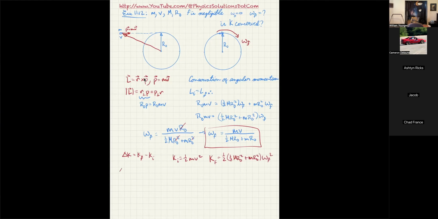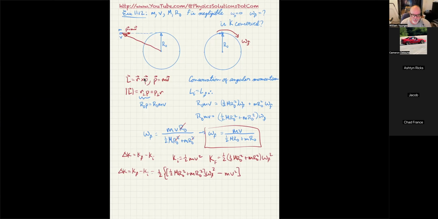So if I wanted to find out what delta K is, I'd say delta K is equal to K final minus K initial, and that is obviously given by a constant factor of 1/2 that's going to be out in front. So I'll just put that 1/2 out in front, and then I have 1/2 mr0 squared plus mr0 squared times omega f squared, minus, and here I'm going to put a bracket, minus m v squared like that.